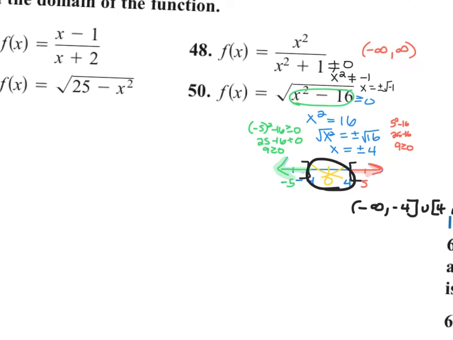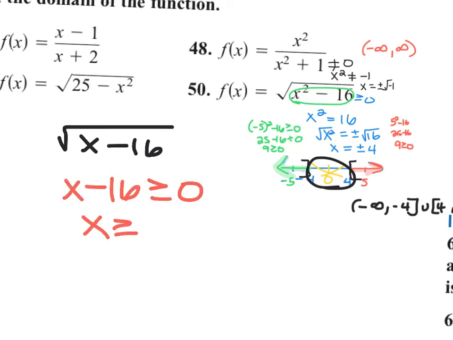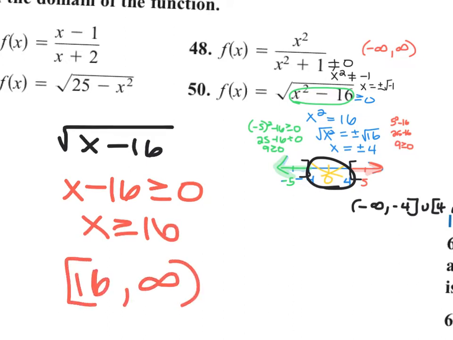Okay. So the other way, the way that it was written on your review, just says this, right? So then this just has to be greater than or equal to 0. X has to be greater than or equal to 16. Bracket on 16 to +infinity.